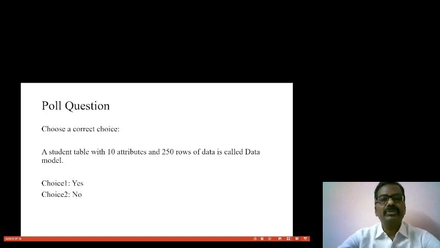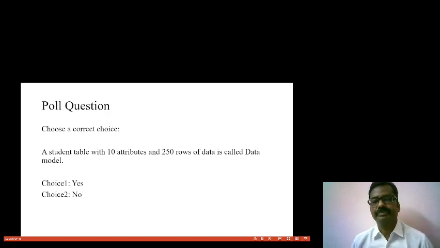Dear students, we have a small poll question now, a simple poll question. A student table with 10 attributes and 250 rows of data is called a data model. Yes or no? Here we are considering a table as a data model. Is it allowed or not? Yes or no?